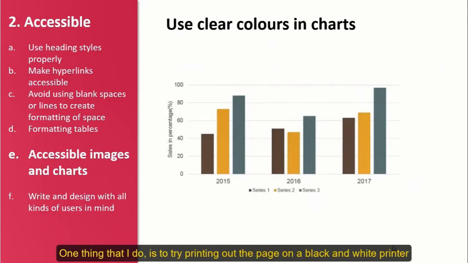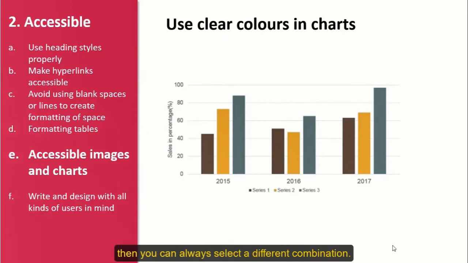One thing that I do is to try printing out the page on a black and white printer and seeing if there's enough colour contrast between the various elements. If there is, then it's likely you've hit on some good colour combinations. If not, then you can always select a different combination.